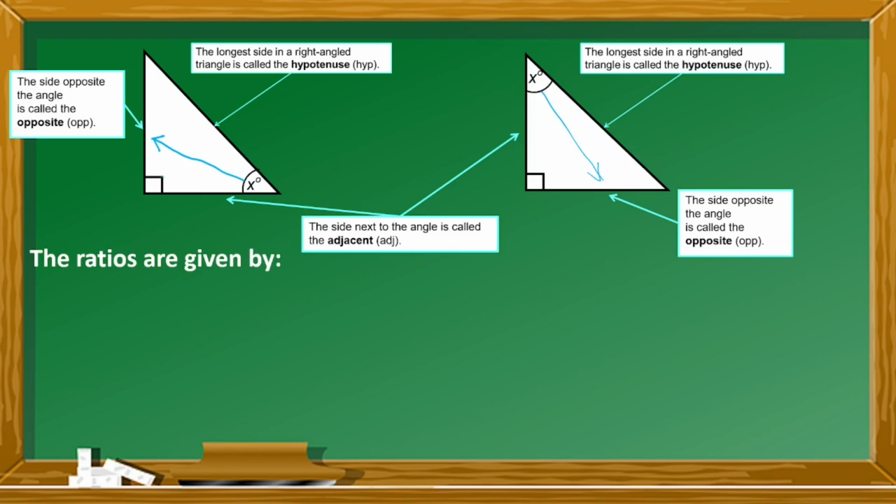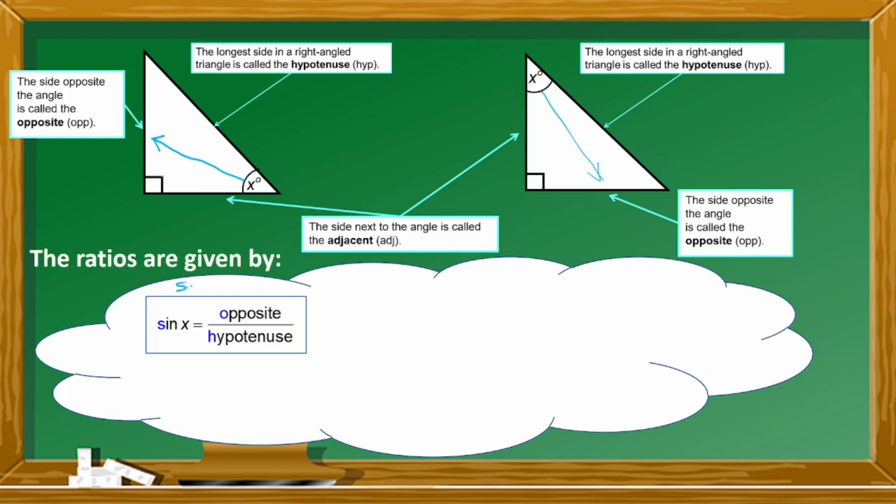We are focusing on the three main trig functions. The first one is sine, or sin for short. So sine theta, where theta is the given angle, is equal to opposite over hypotenuse. The next trig function is cosine. Let me just write the name. It's cosine, and for short we normally write cos. So cos theta is equal to the adjacent side over the hypotenuse.